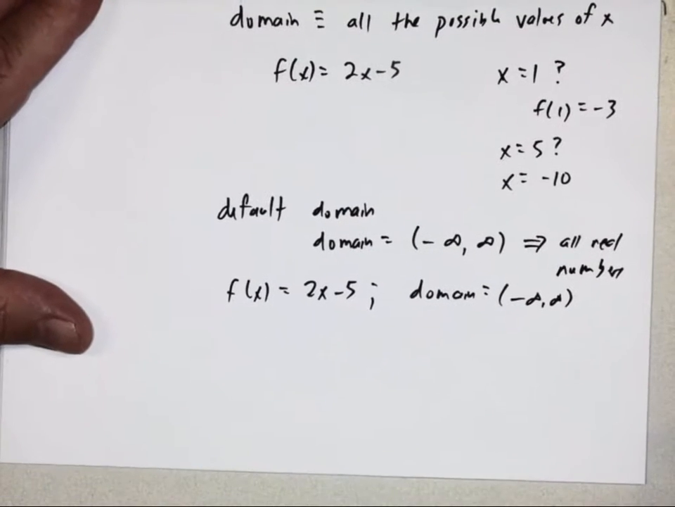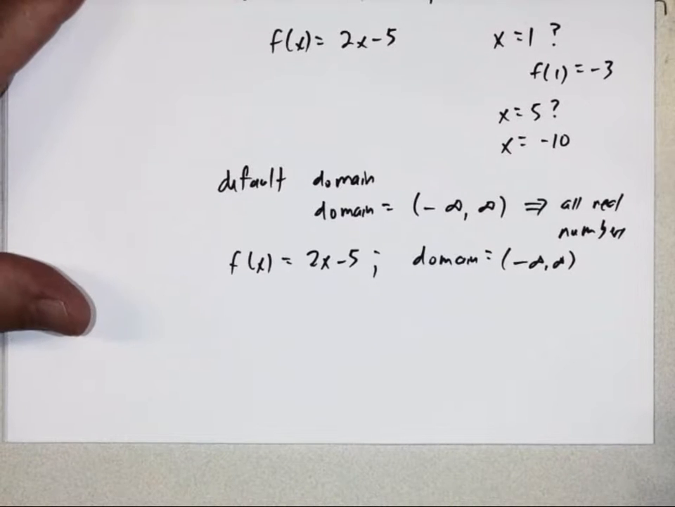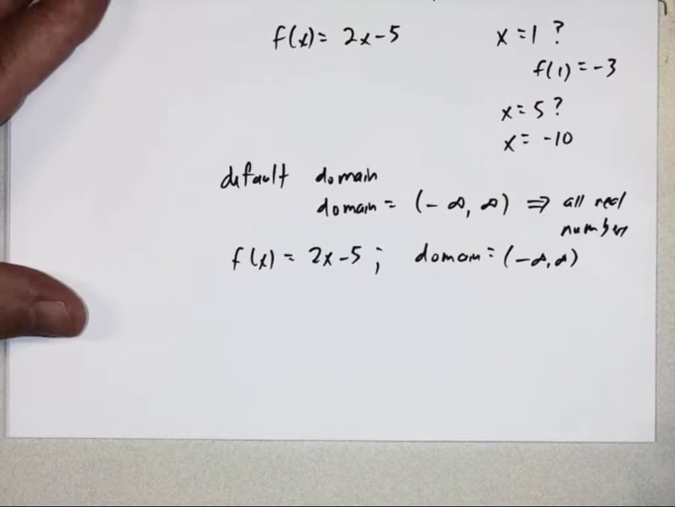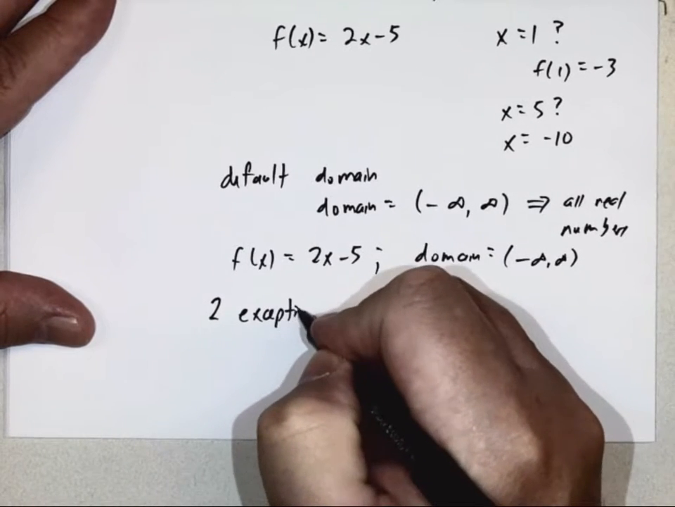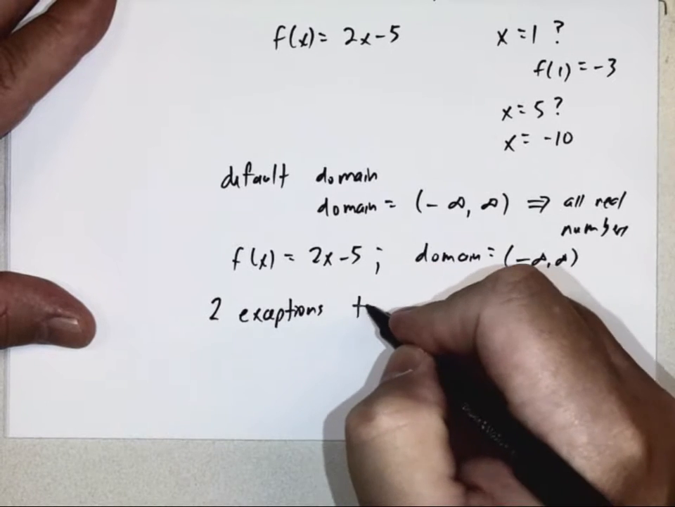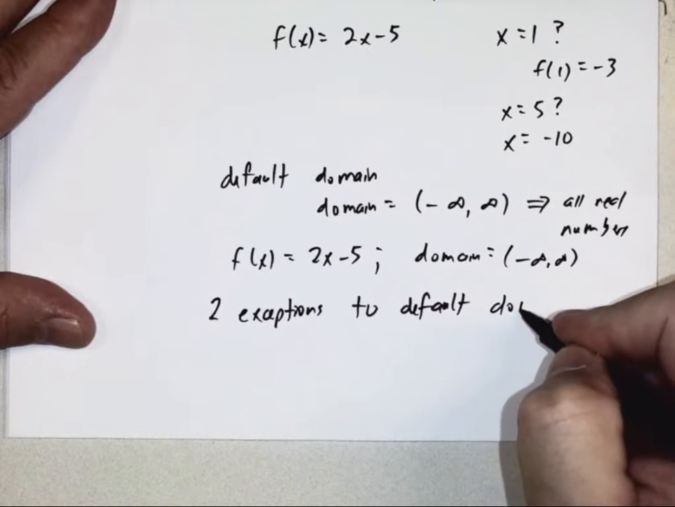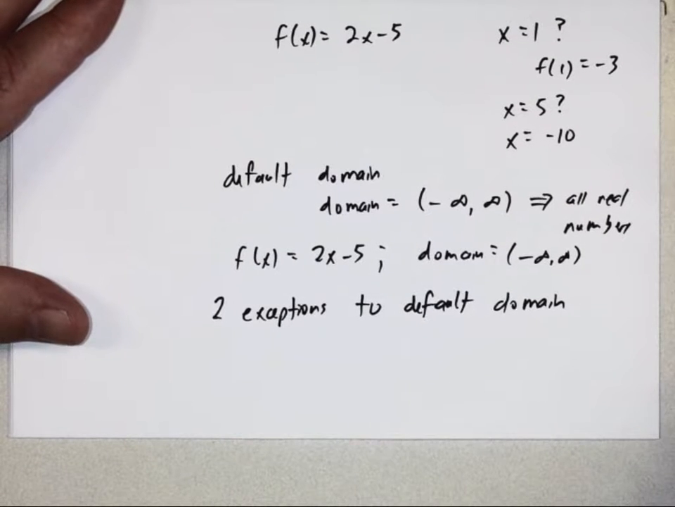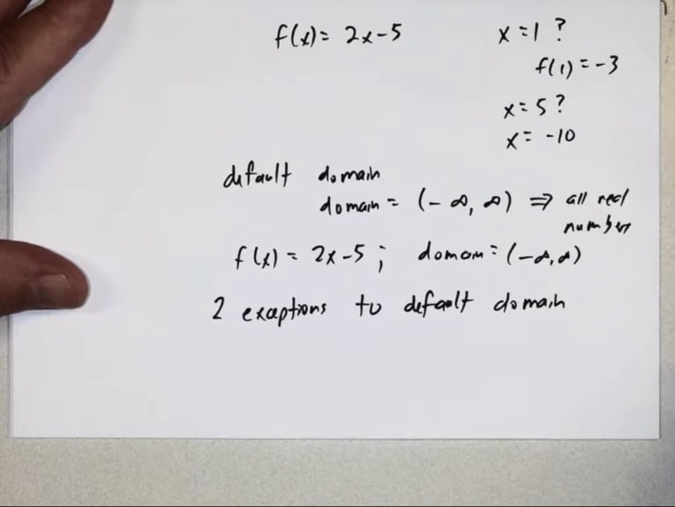It's all real numbers. As a matter of fact, you may be thinking, so when is the domain ever not all real numbers? And there are actually only two exceptions to what I call the default domain. The default domain is the domain is all real numbers. There are actually only two times when that is going to change.